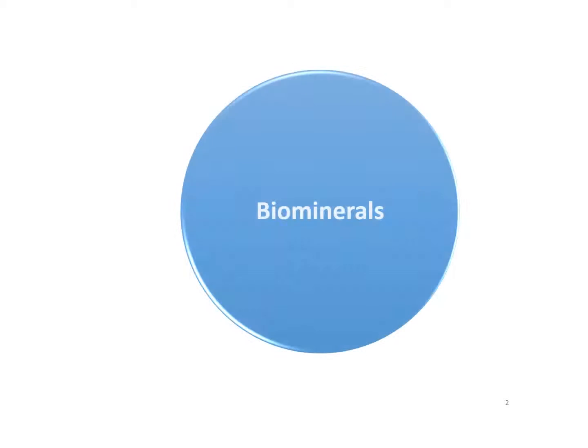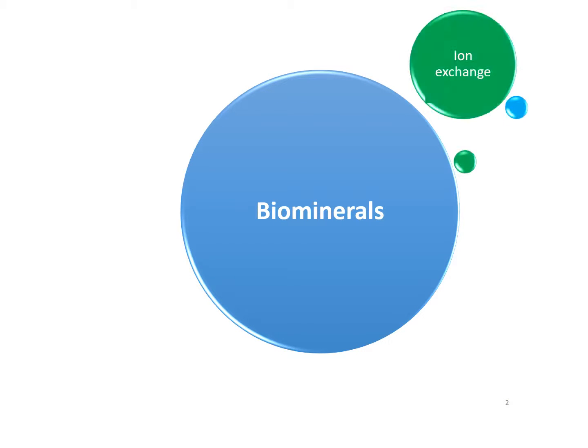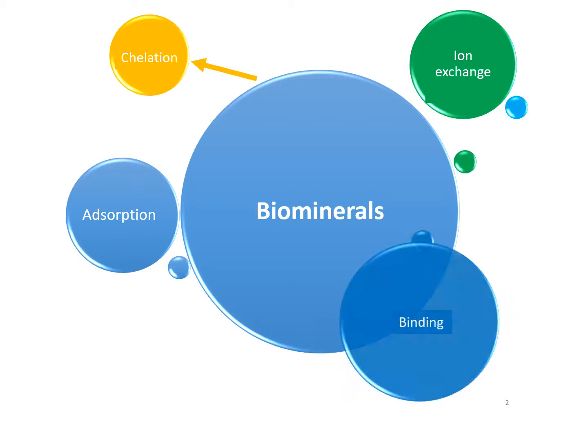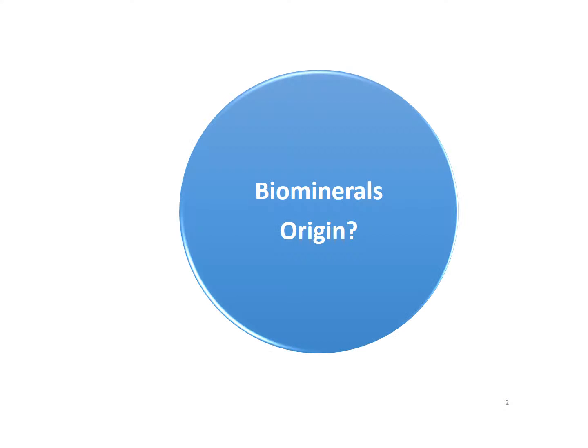Microbial metabolism influences the redox potential of the environment and leads to chemical changes causing sorption or leaching of certain elements in oxidized or reduced states. This leads to various processes such as ion exchange, adsorption onto surfaces, chelation of ions, or physical binding of two species or particles. But what is the origin of these types of biominerals?